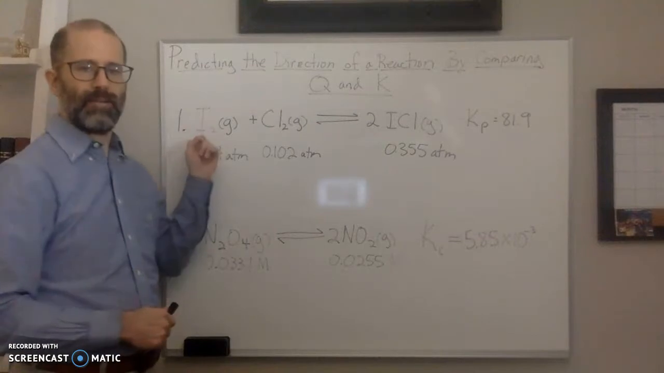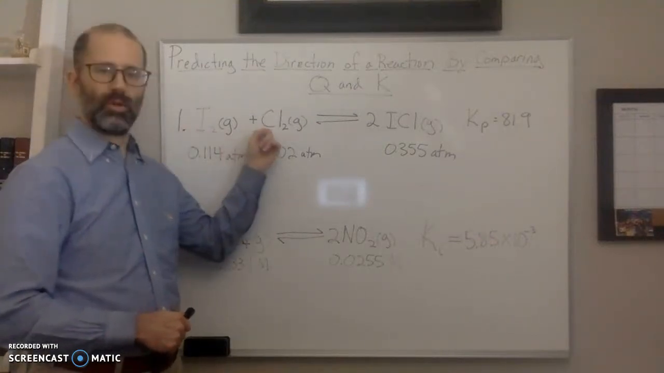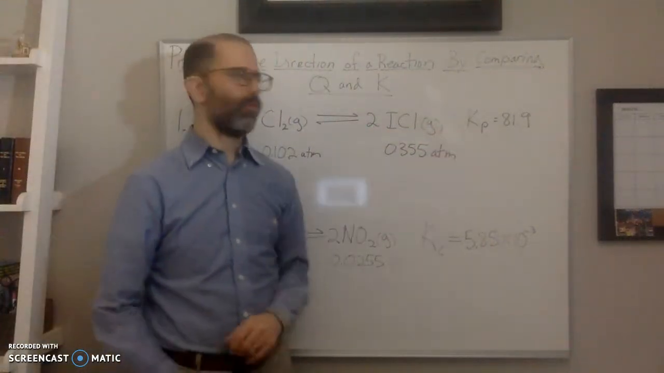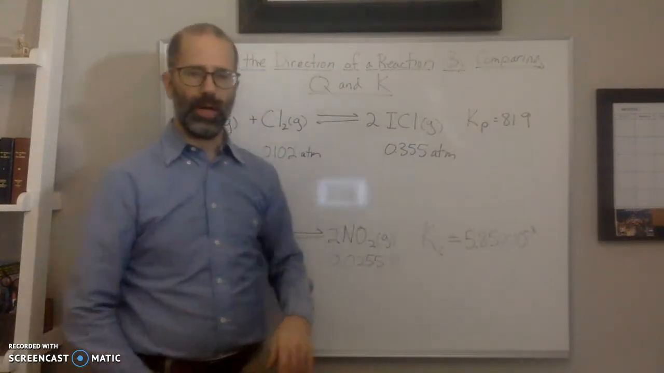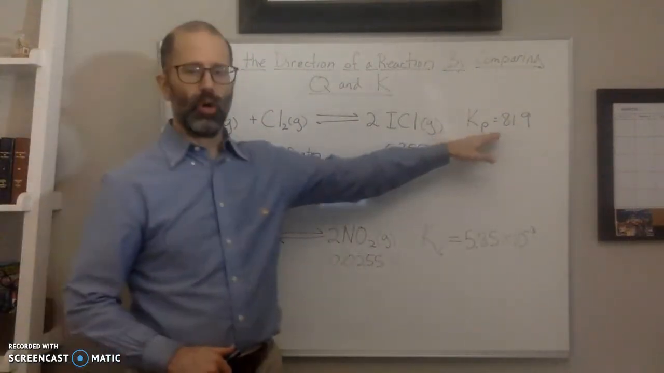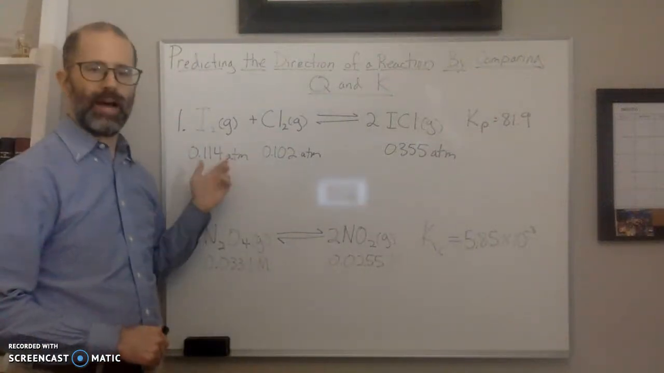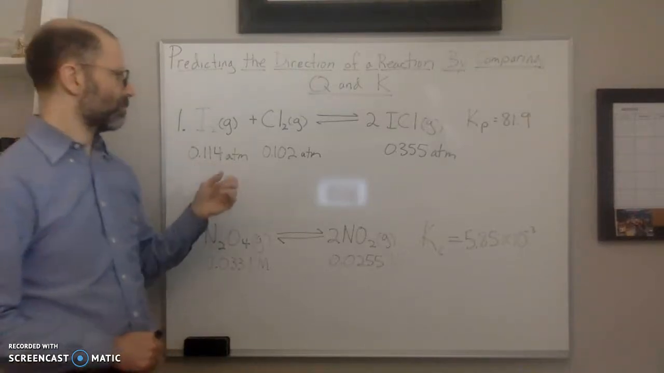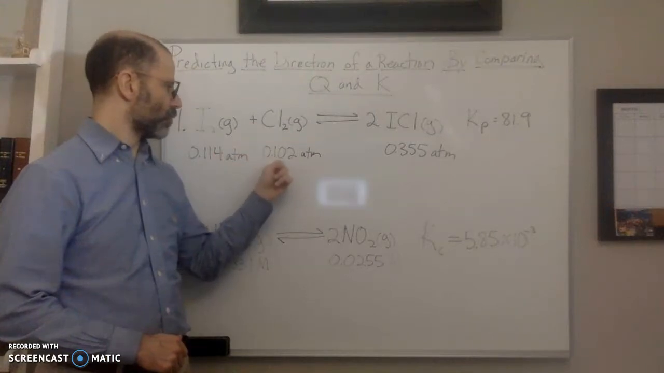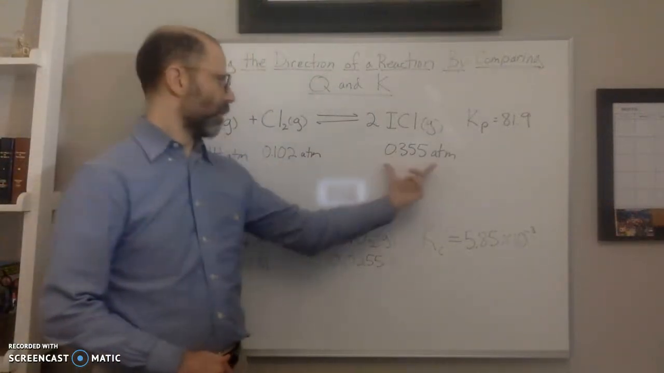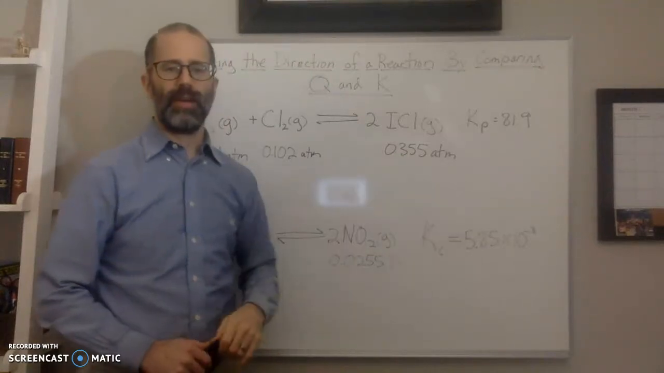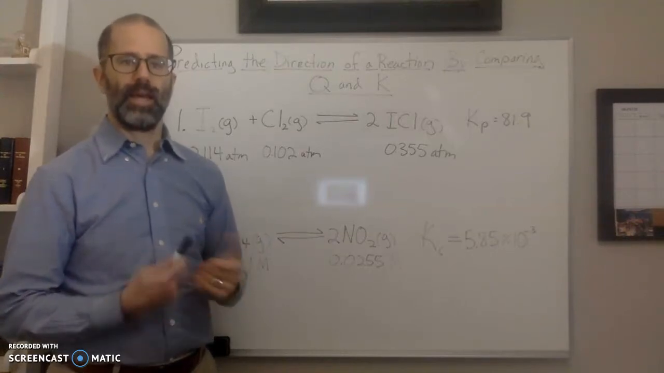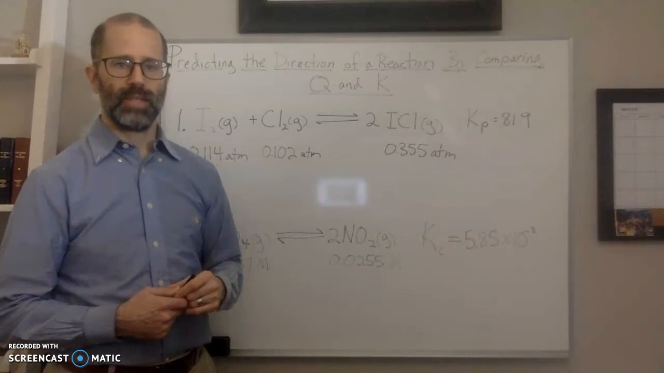So our first example is I2 in the gaseous phase plus chlorine in the gaseous phase, and that's going to go to 2ICl in the gaseous phase. And they give us Kp of the reaction, which is 81.9. So the Kp is for pressures. So what do they give us? They give us pressures. Here we have the pressure for I2 at 0.114 atmospheres, and they give us chlorine at 0.102 atmospheres, and they give us the product ICl at 0.355 atmospheres. And so what we need to do is plug this into our reaction quotient expression, and then compare that with the equilibrium constant that they gave us.